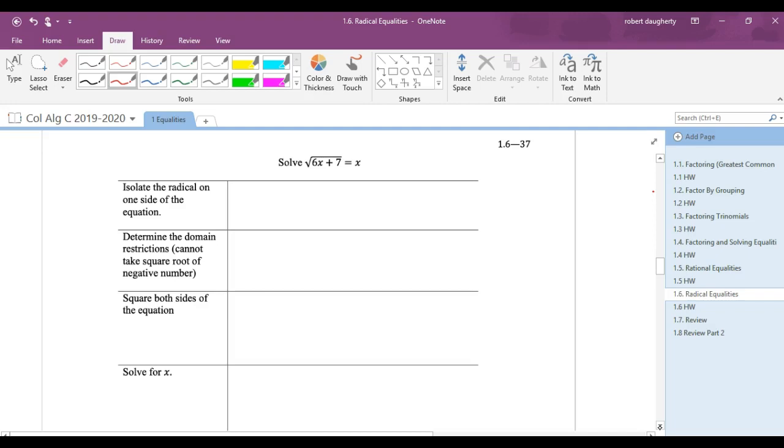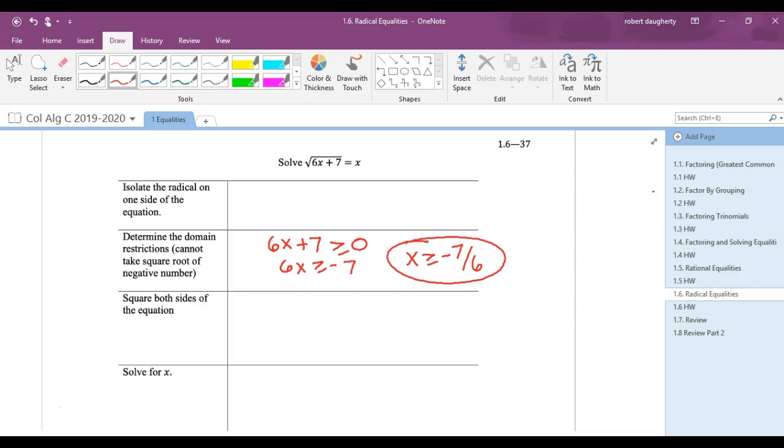I want to make sure the square root is by itself. I've got that, okay? So it's by itself. So 6x plus 7 has to be what kind of number? Positive number, okay? That means that 6x has to be greater than or equal to negative 7, or x has to be greater than or equal to what? Negative 7/6. That's my restriction here. Anytime I have a square root, my restriction is what's under that square root has to be greater than or equal to 0. Now I just square both sides of this equation.